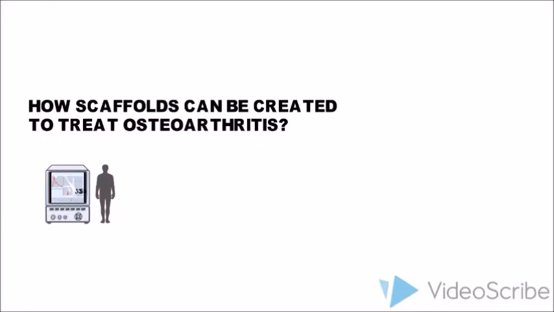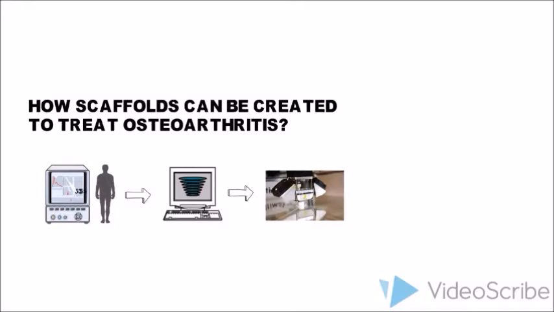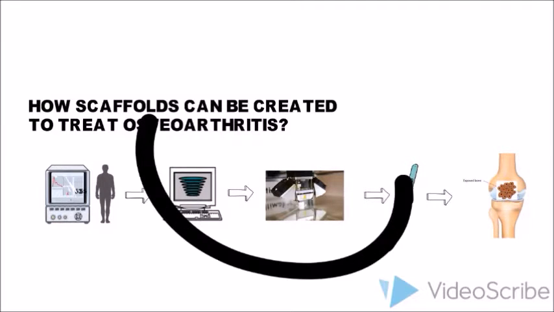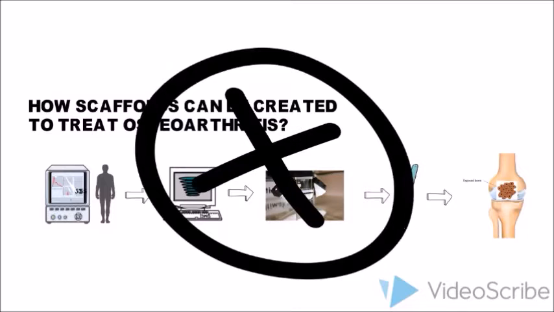But how can scaffolds be created to treat osteoarthritis? Through imaging techniques, a picture of the defect is taken and translated into a 3D porous construct in the computer. Then it is 3D printed in a biodegradable polymer and placed in the defect through an open surgery. After a period of time, the scaffold disappears, leaving a healthy cartilage. But what if there is a way of skipping all of these steps?